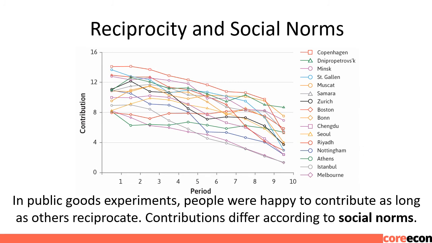Reciprocity and social norms. In public goods experiments, people were happy to contribute as long as others reciprocate. Contributions differ according to social norms. The figure shows the results of laboratory experiments that mimic the costs and benefits from contribution to a public good in the real world. The experiments were conducted in cities around the world. In each experiment, participants played 10 rounds of a public goods game similar to the one involving Kim and the other farmers that we just described.